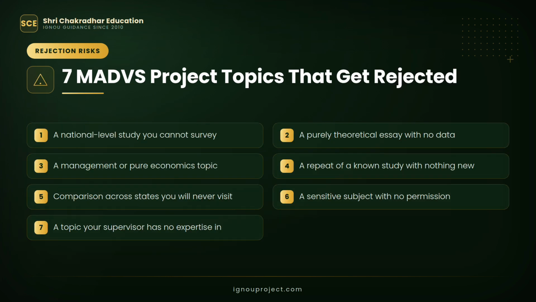The topics that get rejected are predictable. A national level study you cannot survey. A purely theoretical essay with no data. A topic belonging to management or pure economics rather than development. A repeat of a known study with nothing new. A title promising comparison across states you will never visit. A sensitive subject where you will not get permission. And a topic your supervisor has no expertise in.